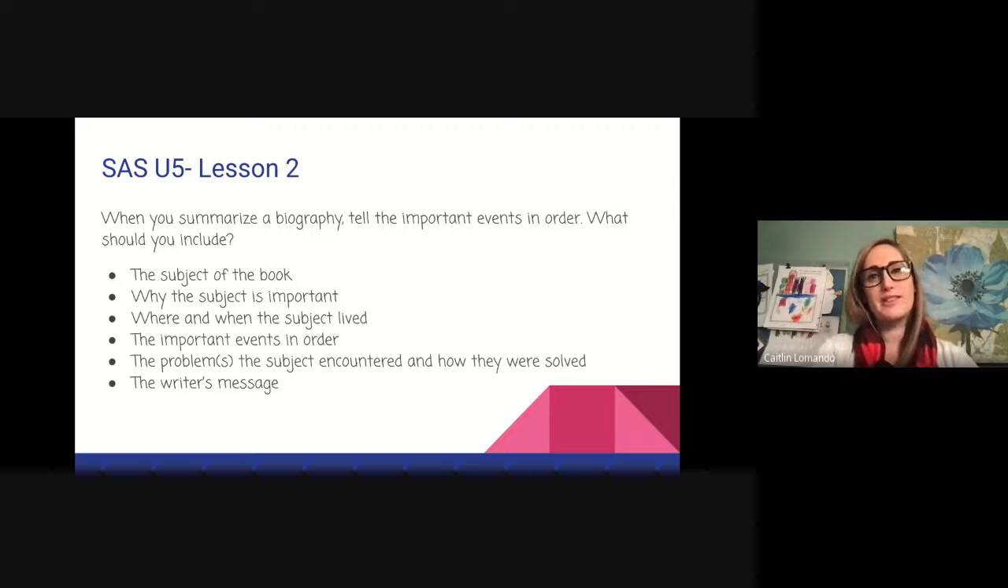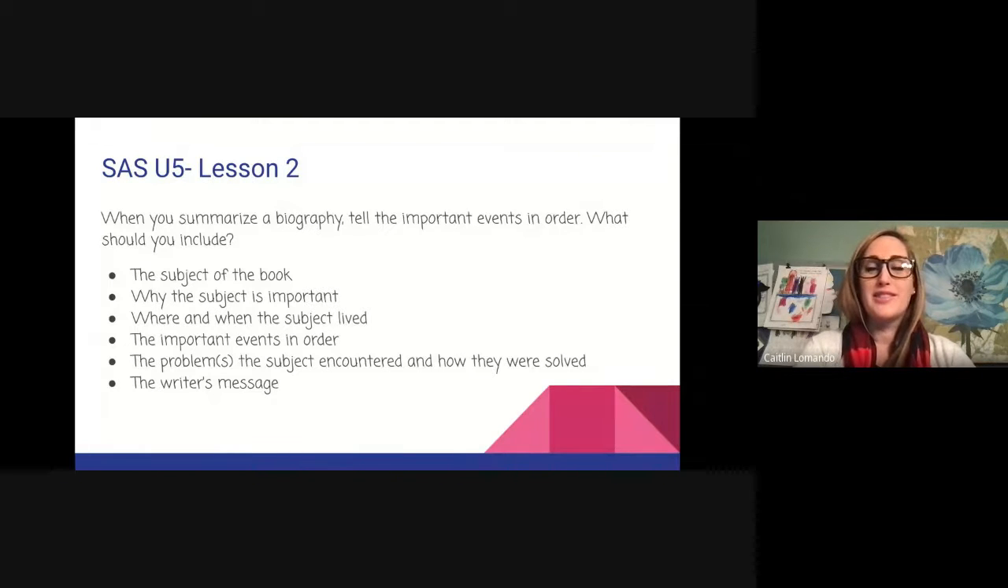When you summarize a biography, you tell the important events in order. That's called chronological order or time order. What should you include? The subject of the book, in our case, Louis Braille. Why the subject is important. Why was he important? Because he created a way for people who are blind to read and write.